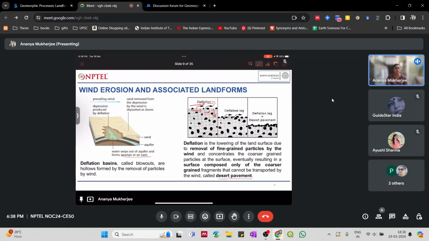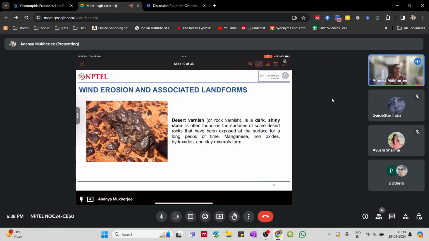But mostly later on, if there are no more finer sediment grains that can be carried off by the wind, what you are left with is only the different rock fragments that are present, and what forms then is called the desert pavement. Okay, so it's mostly removal of fine grain particles, and the concentration of coarser grain particles increases, and the surface only has coarser grain fragments, and it is called a desert pavement.